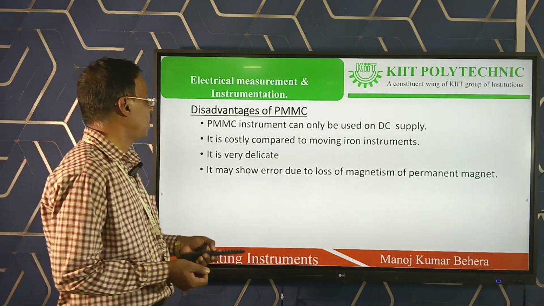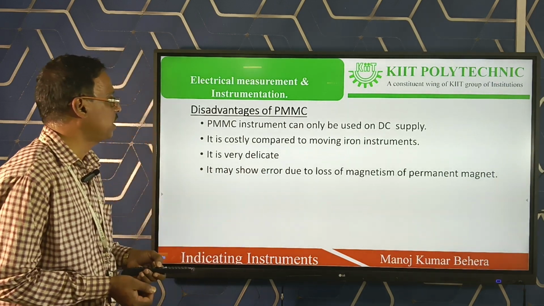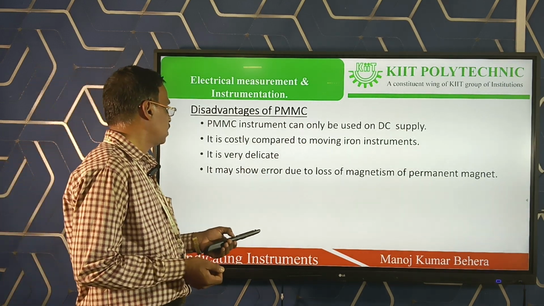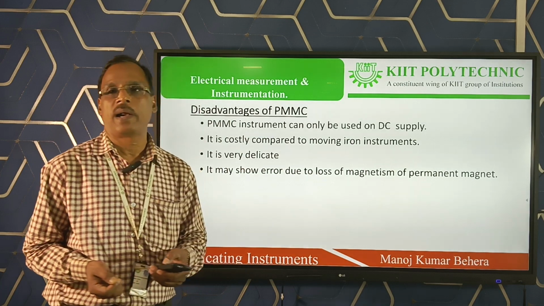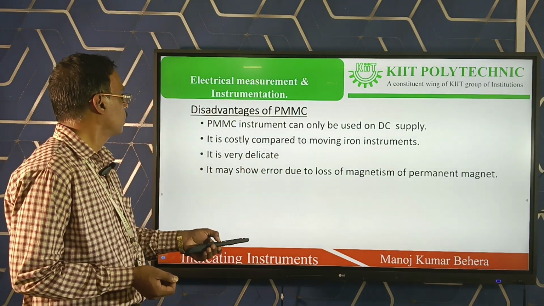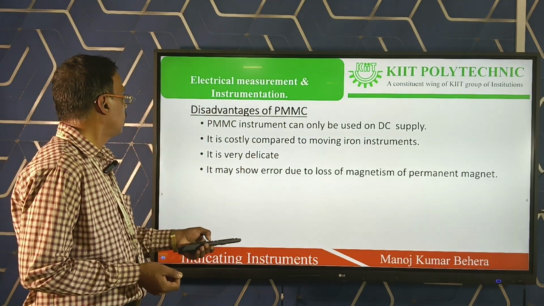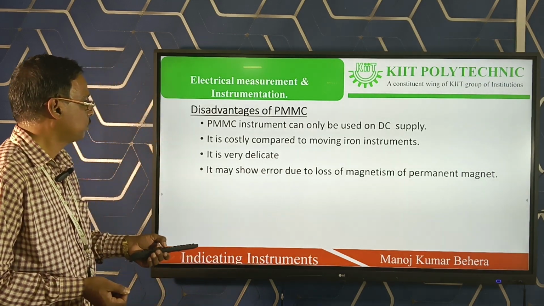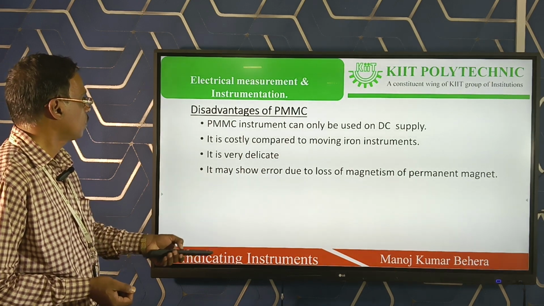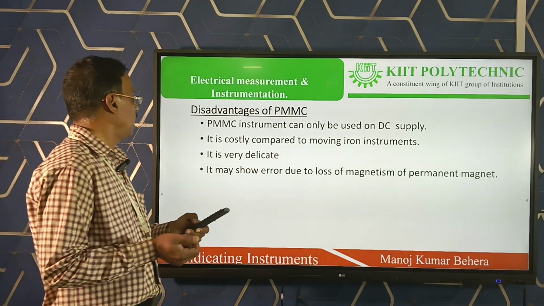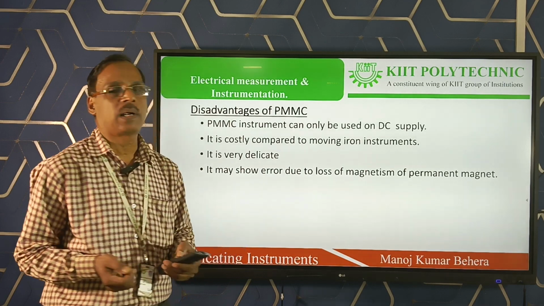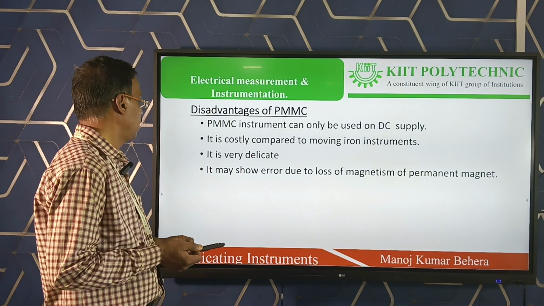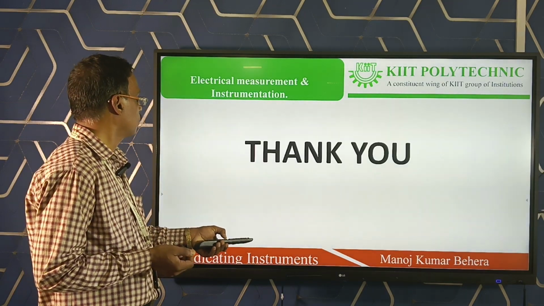What are the disadvantages of the PMMC instrument? It can be used for DC supply only. It is costly, so it is very delicate. It may show error due to loss of magnetism in the permanent magnet. It is very costly compared to MI type of instrument. It is very delicate.